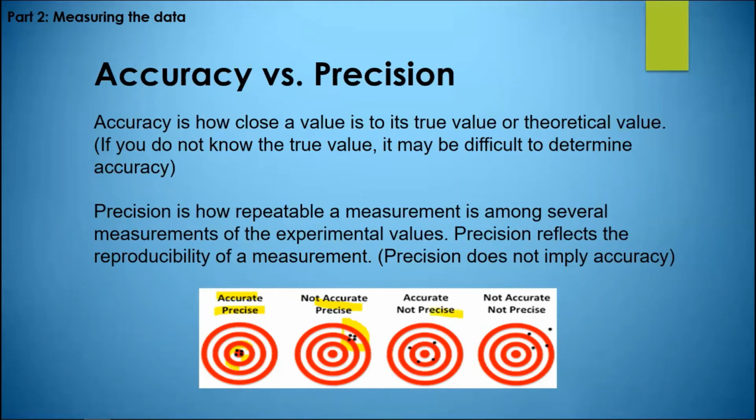If you look at the third bull's eye, the values are kind of all over the place, but they're close to the theoretical value, or the middle of the bull's eye. So we can say these values are accurate, but not precise, because they're not close to each other. And if you look at the last bull's eye, they're not accurate, right? The data is everywhere and not close to the middle, not close to the theoretical value. And since they're not close to each other, they are not precise either.